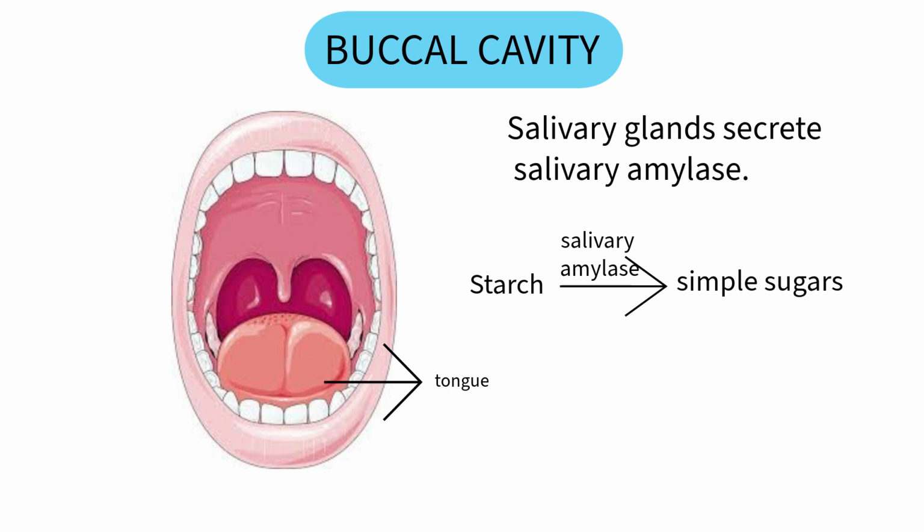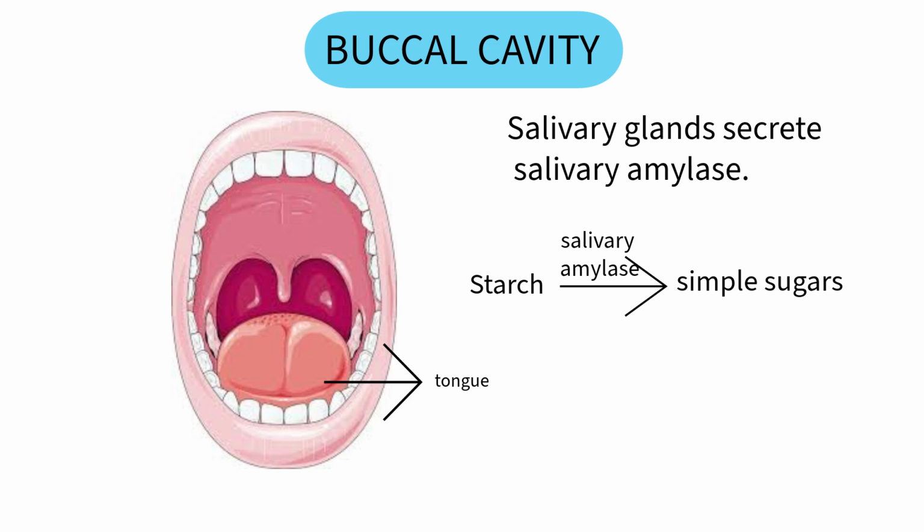Teeth break and grind the food, followed by the saliva. We know saliva mixes with the food particles. But where does the saliva come from? Salivary glands secrete saliva, and saliva contains an enzyme.